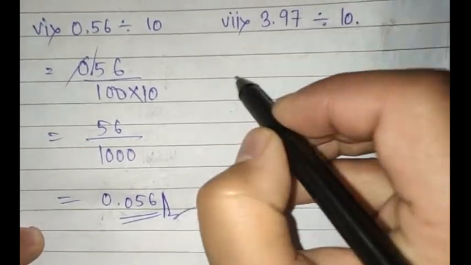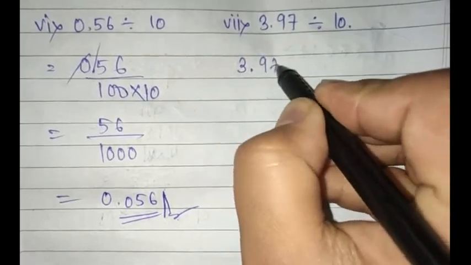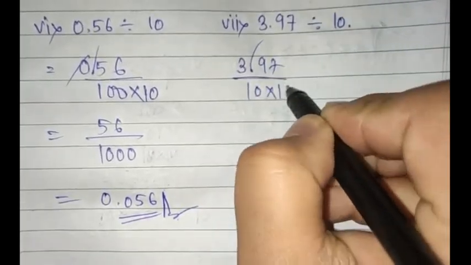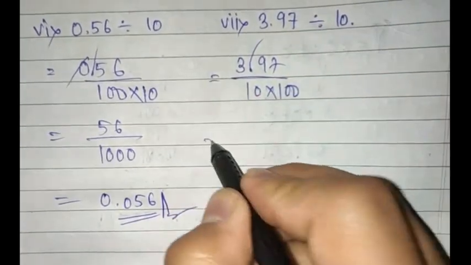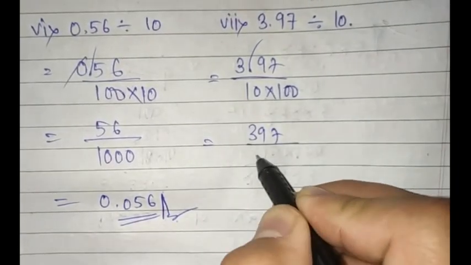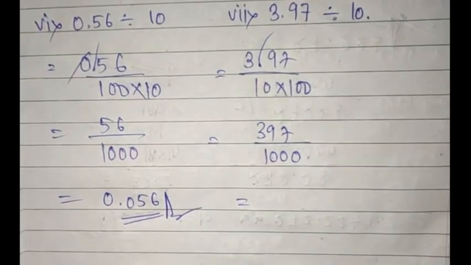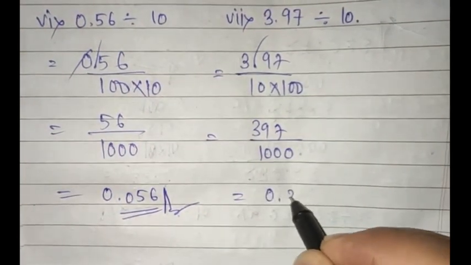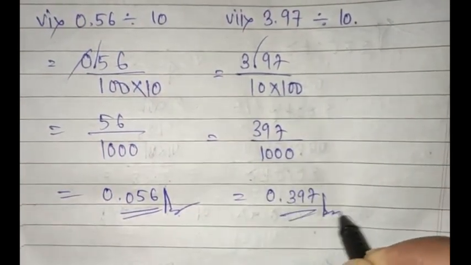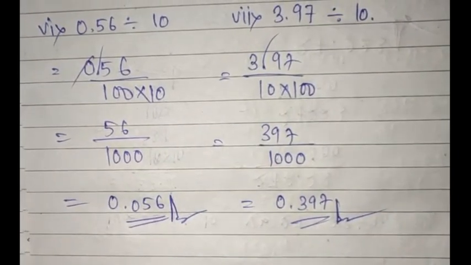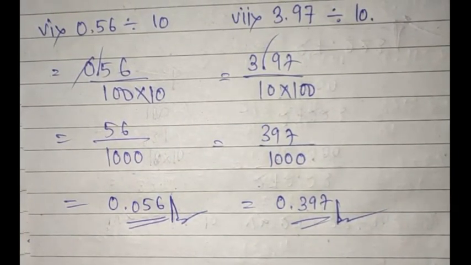Alright, number 7. 3.97 divided by 10. Remove this, write 100 below. Okay, it is 397 divided by 100 into 10 is 1000. When you divide this, it is equal to 0.397. So students, with this we are over with question number 2 from exercise 2.7 also.